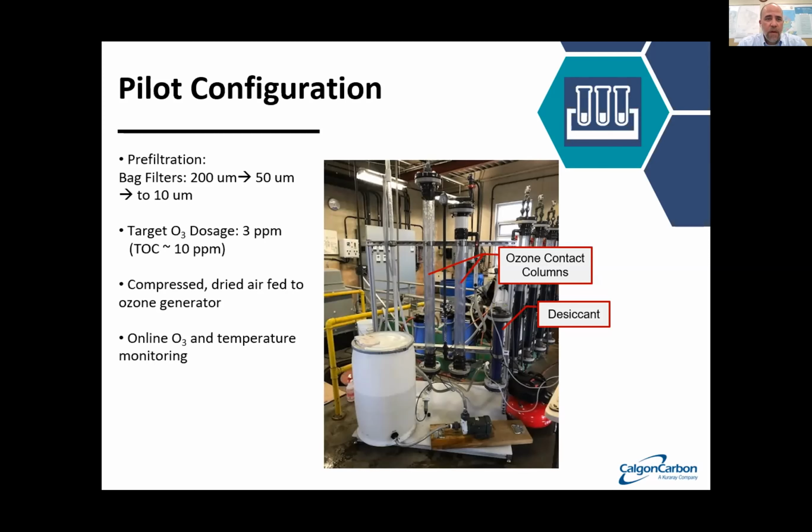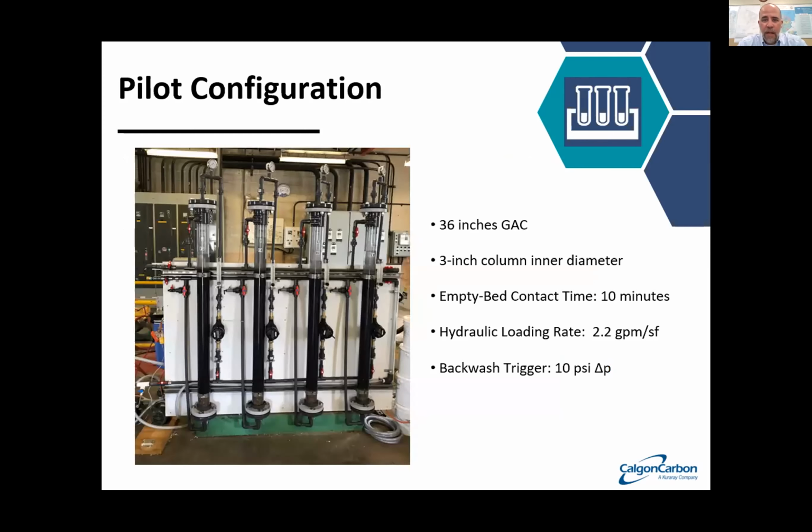We did pre-filter the water coming into the system just to remove some of the residual particulate and reduce the needed frequency for backwash. And then finally, we have an online ozone monitor and temperature monitors. And the pilot configuration, 36 inches of carbon, a 3-inch column diameter, shooting for a contact time of 10 minutes. We could have scaled this system to match a higher hydraulic loading rate, which is what we'd expect at the full scale. But with 10 minutes of contact time, we wanted to exacerbate the influence of the microbial community. So in other words, give them as much time as possible to degrade these compounds so that we could see as much difference between the carbon if there was indeed a true difference.